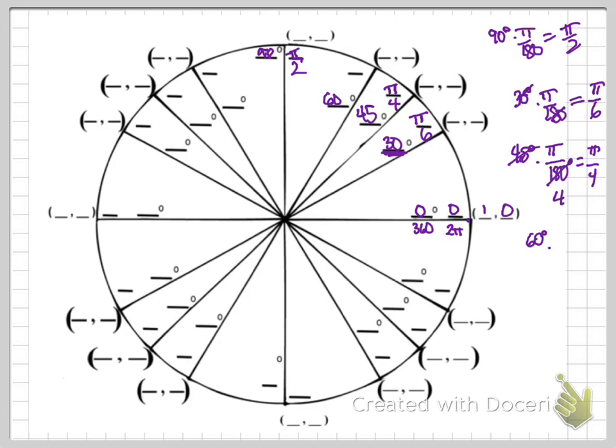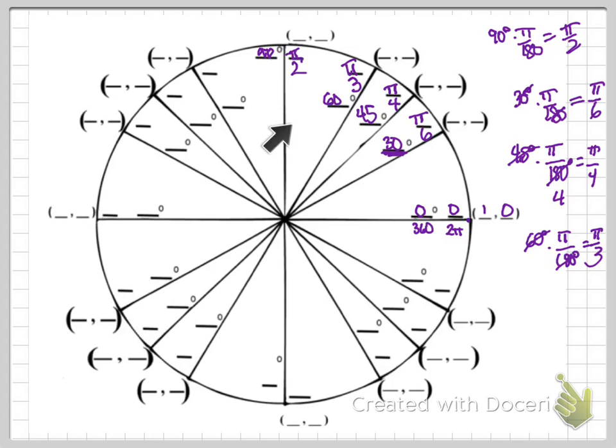60 degrees, let's convert that. 60 degrees times pi over 180 degrees. 60 goes into 180 3 times. So just one way to kind of think about this is that it's fractions, right? We see fractions here, and the numbers are increasing, but the size is actually decreasing.